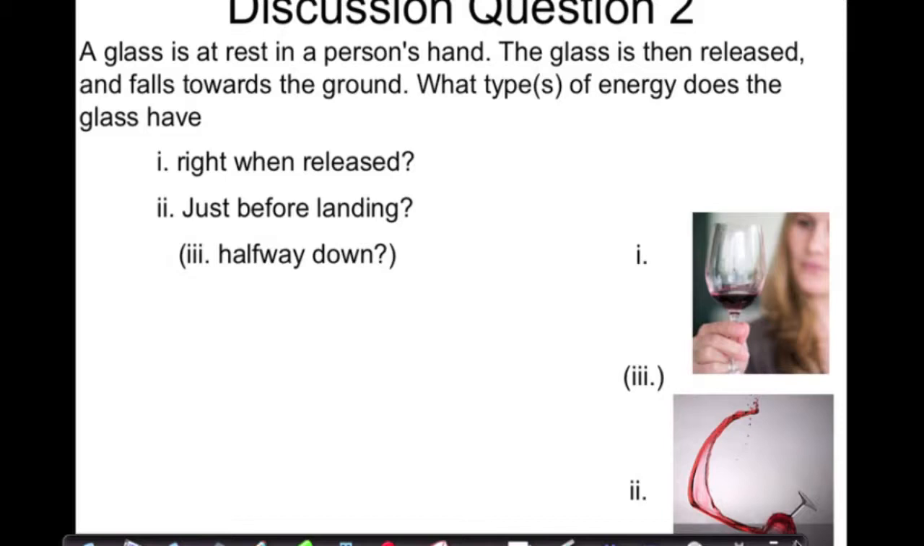Okay, for our second discussion question, a glass is at rest in a person's hand. The glass is then released and falls toward the ground. What type of energy does the glass have right when it's released, just before landing, and also halfway down? Let's pause the video and think about that first.